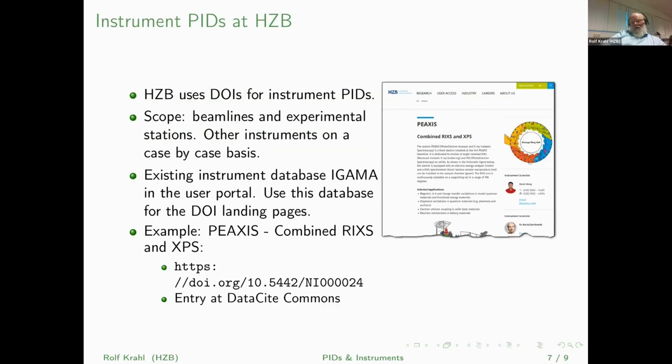And finally, at the end, I want to just show you a practical example of how we do it at Helmholtz-Zentrum Berlin. We operate a synchrotron light source, and we decided to use DOIs for our instrument PIDs, and we attribute DOIs to the beamlines and the experimental stations of our synchrotron.